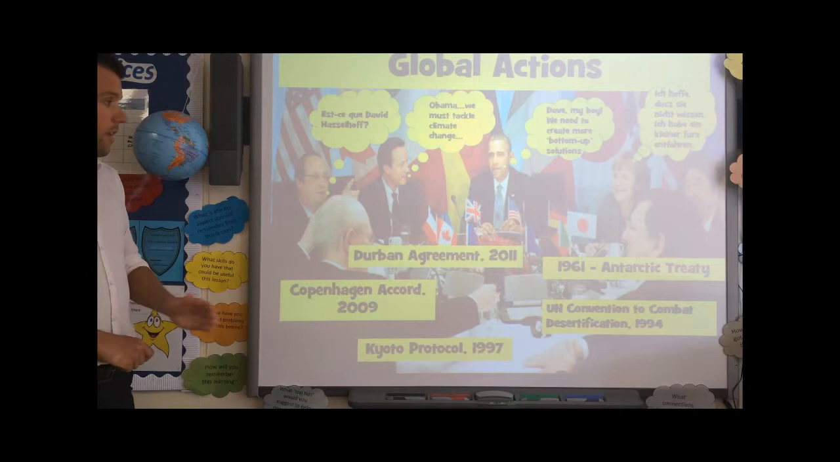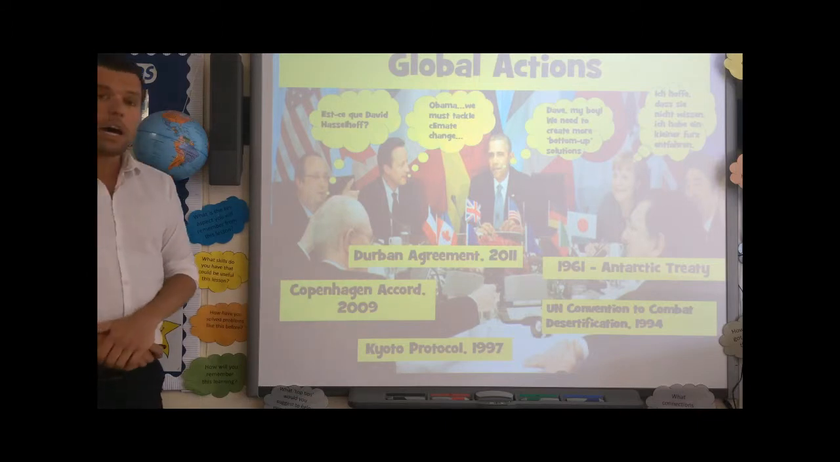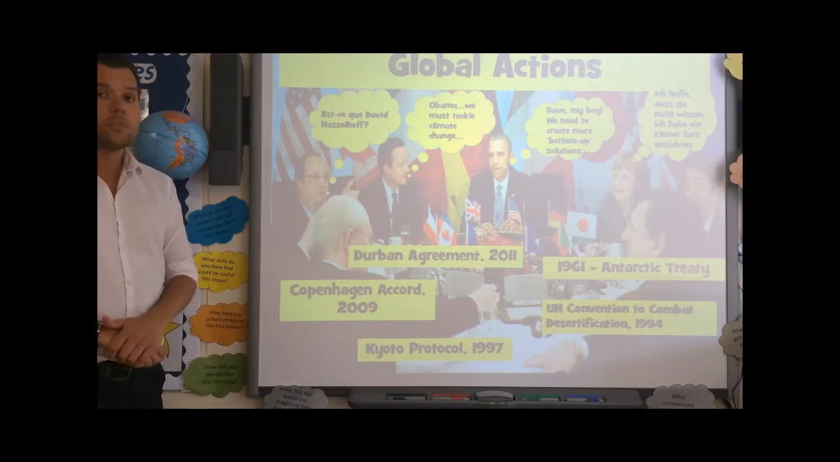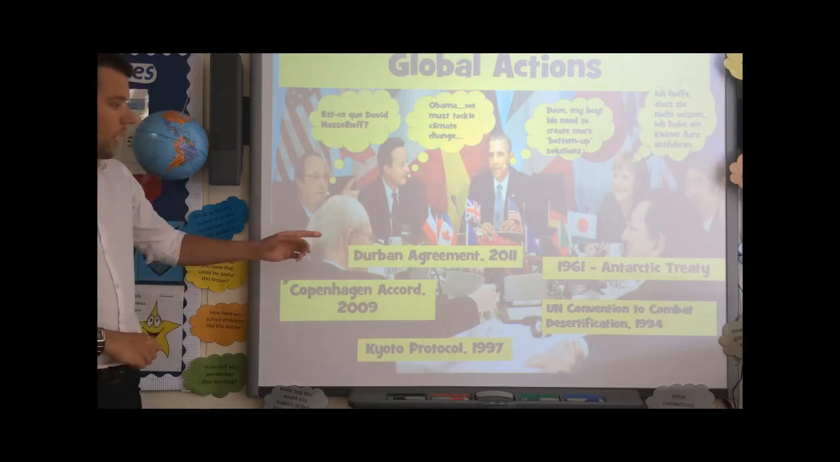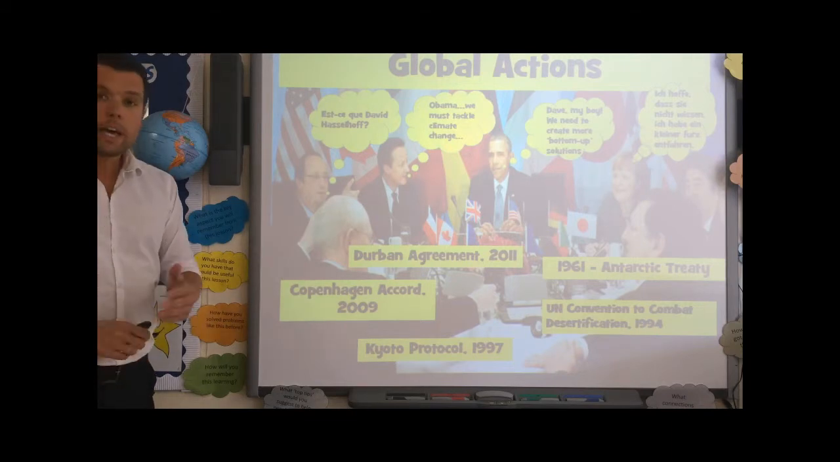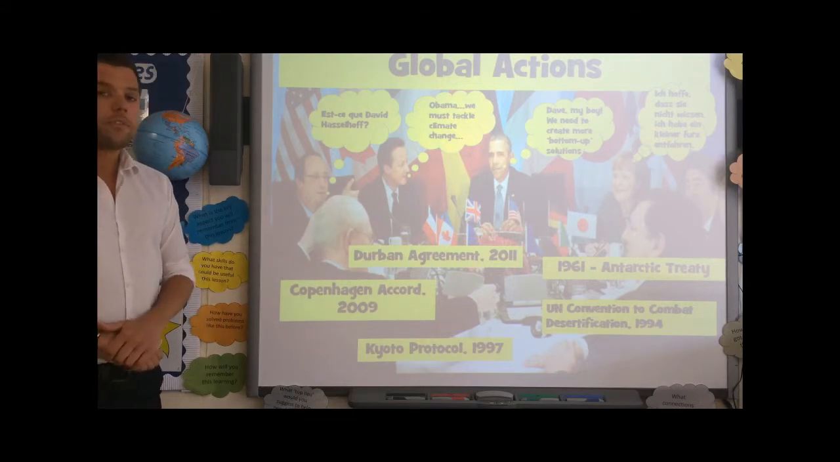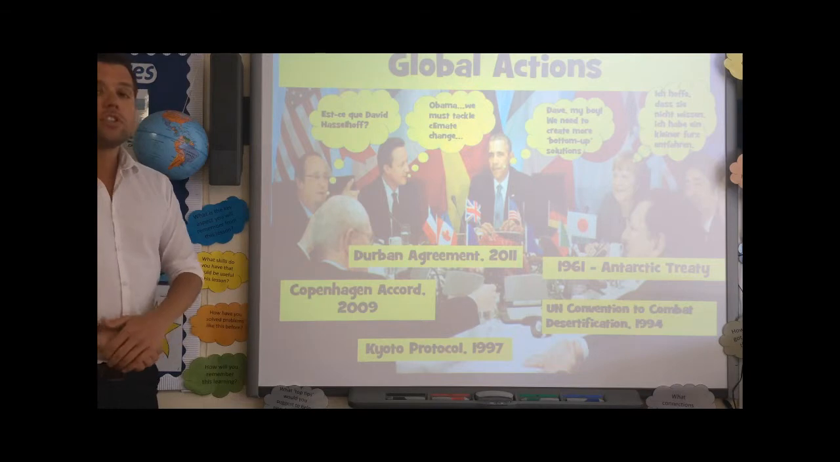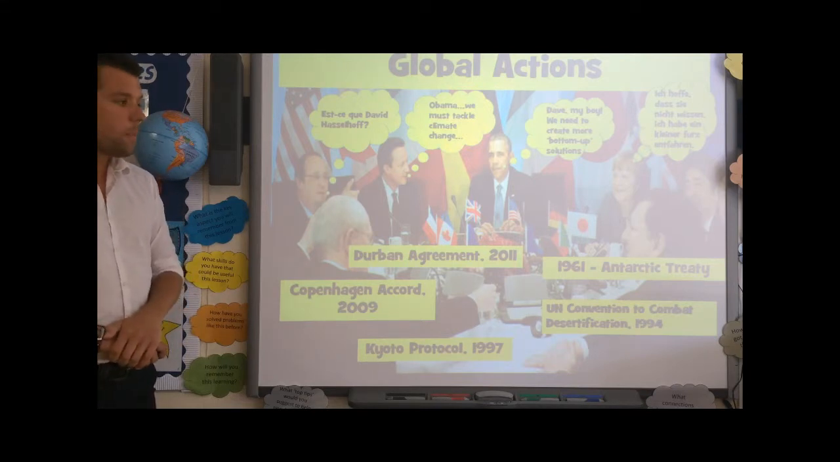Then we have the Copenhagen Accord. 190 countries got together and agreed to reduce greenhouse gas emissions. However, this was not set in stone, so failed. Finally, we have the Durban Agreement. Again, 190 countries were involved, but this made it an agreement. Therefore, they had to abide by the agreement to reduce the amount of greenhouse gas emissions a country produces.